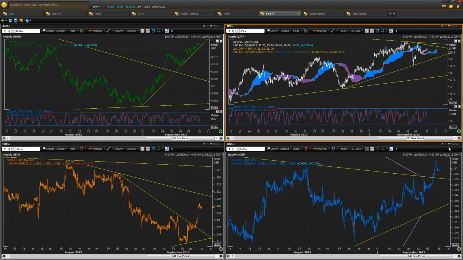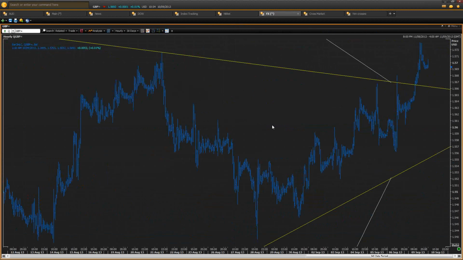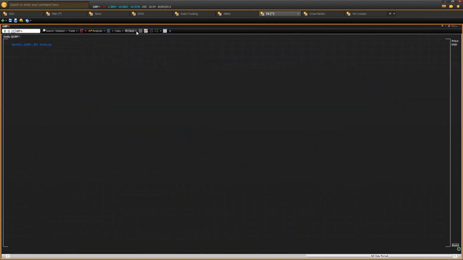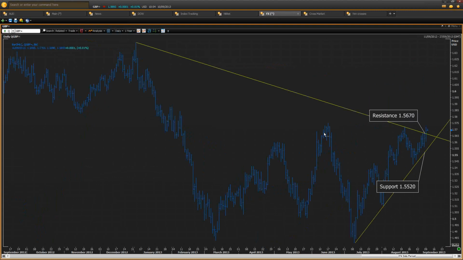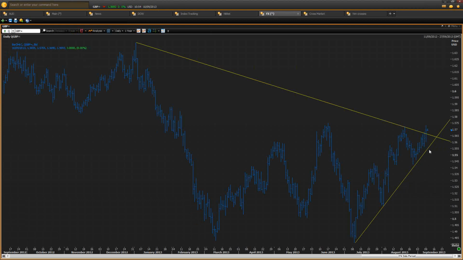Then coming across to sterling, it's had some interesting moves in the last week or so. Doing the same process again, this is the easiest way to start doing your technicals at the start of the week: drawing your trend lines. Have a look at what the key levels were last week. I'll just get rid of the previous data.